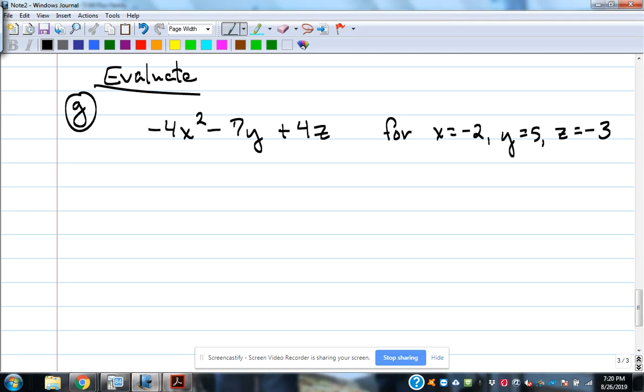We're going to evaluate this expression given what the variables stand for. So this looks more like algebra. What do we do first? Plug in the numbers. Put the numbers in the place of the variables. So we got -4, and anytime I'm doing that, I'm going to put parentheses around the number that I'm plugging in. That's a great habit to get into. I know it's extra writing.